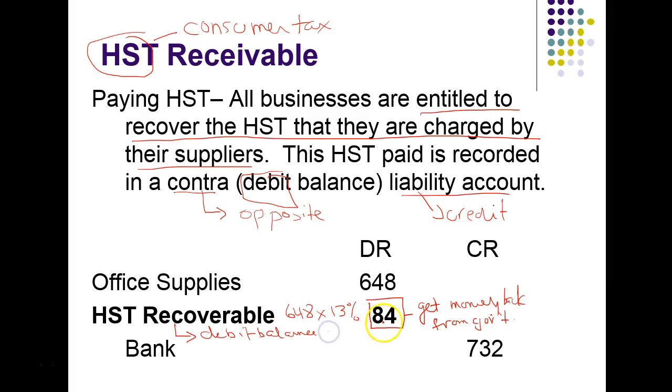And this is money we're going to get back. Okay, so the total amount we paid for the supplies was $732, but we only debit the supplies account for the $648, which is the true value of the supplies, right? Because the tax doesn't add any value.